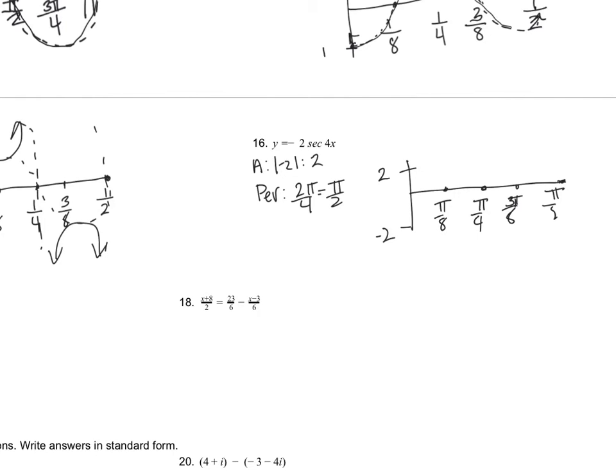So remember that this is similar to a reciprocal of cosine. So we're going to go ahead and do this. Asymptote, asymptote, half hump, full hump, half hump.